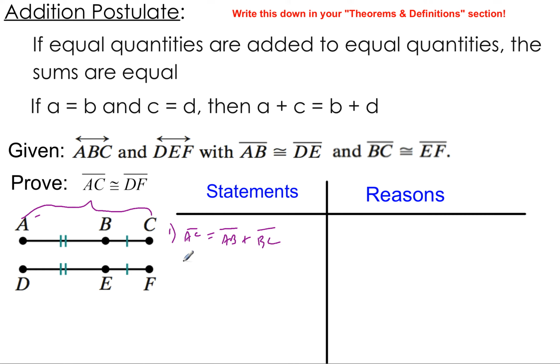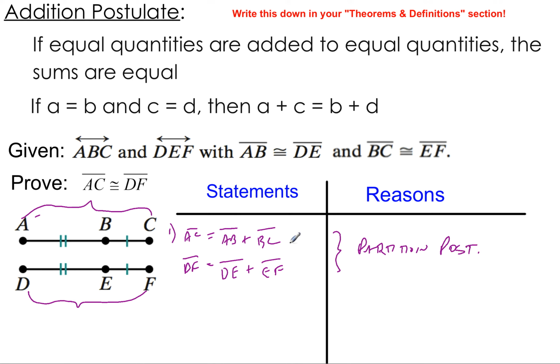And I also know, and I'm going to say it in the same statement, that line segment DF, this big line segment here, is made up of what two line segments? Well, it's made up of line segment DE plus line segment EF. And the reason for that is, as you guessed it, the partition postulate. The whole is equal to the sum of its parts.